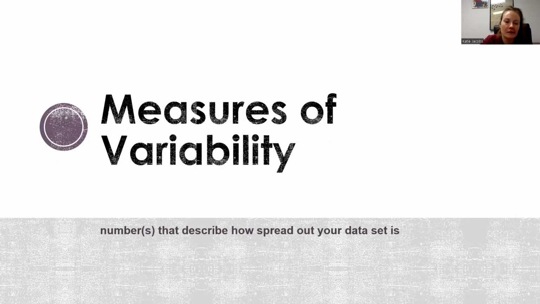All right, so measures of variability. This is a number or numbers that describe how spread out the data set is.